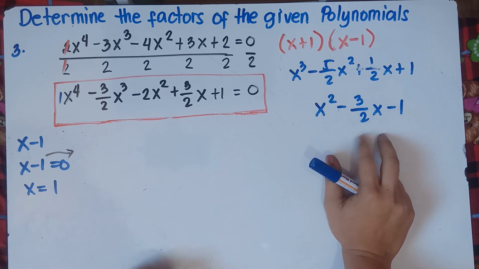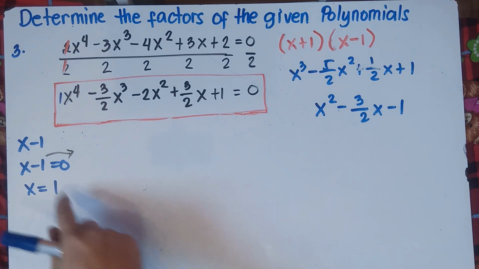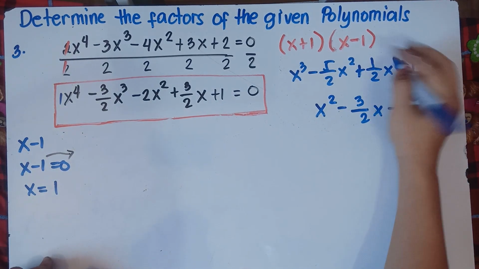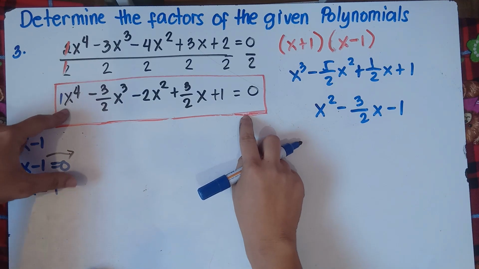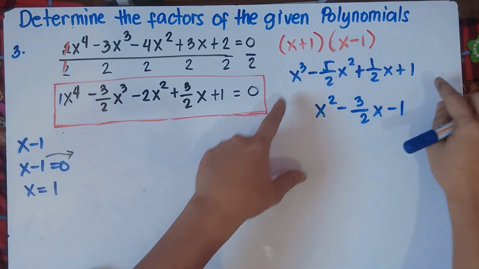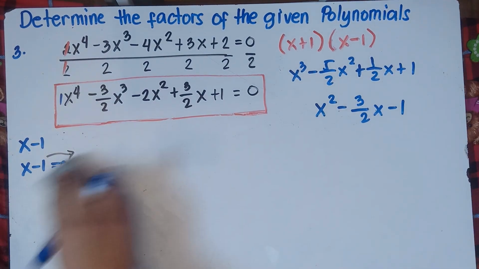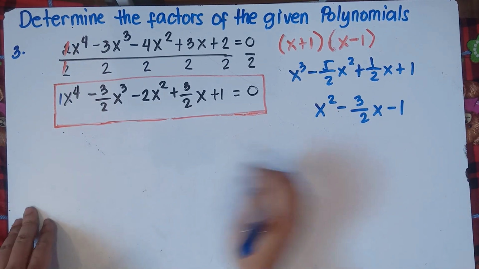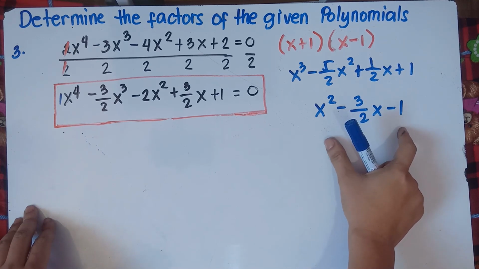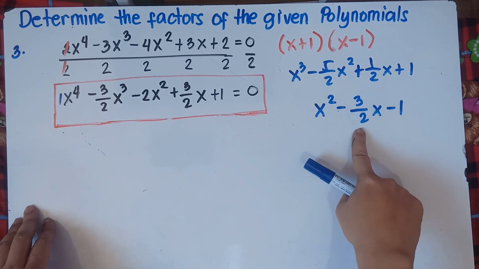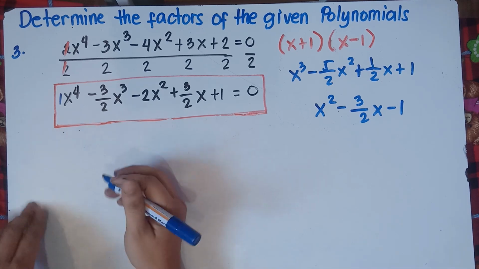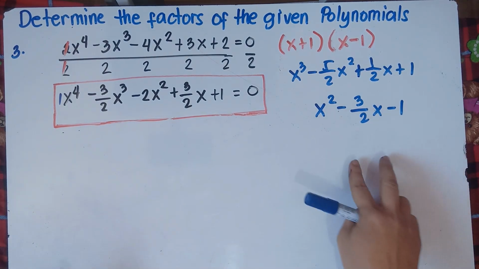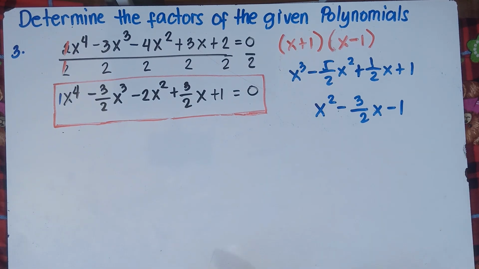Do you still remember the quadratic formula? So once again, x minus 1 is a factor of this given polynomial, x plus 1 is a factor, and x minus 1 is a factor. Lastly, we need to get the factors of this one. We will use the quadratic formula because it's hard for us to factor this out since we have a fraction in the middle part. Once again, class, if it's hard for you to factor the equation, always use the quadratic formula.